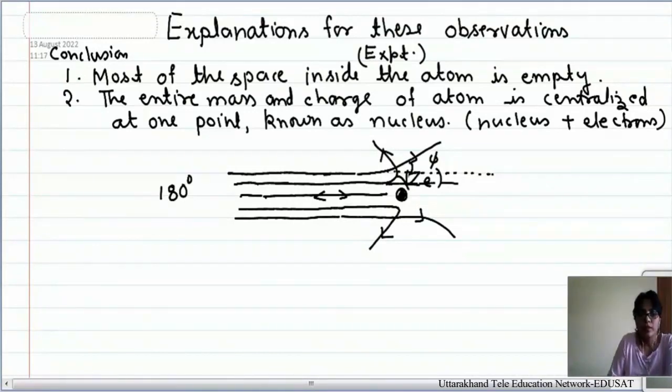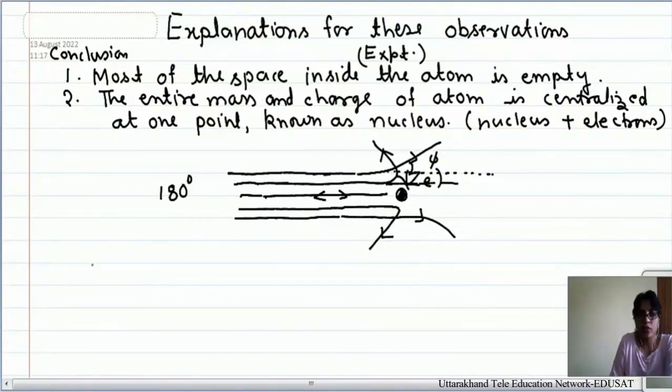Now why does this happen? It happens because of the Coulomb repulsion between the alpha particle and the nucleus, as both have positive charge. Using this concept we can also find the size of the nucleus. But before going into that, first let us write the scattering formula. What will be the scattering formula?